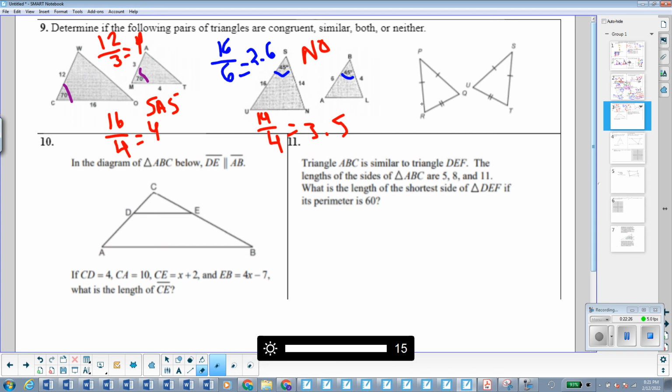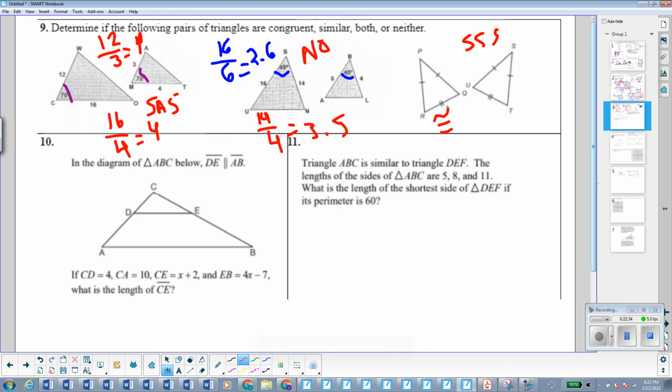Another reason to know that the triangles are similar is because the triangles are congruent by SSS. And I'm going to write that here, they're congruent. So I guess they're congruent and similar. Now, they're congruent by SSS because all 3 pairs of corresponding sides are the same as each other. That makes the triangles congruent by SSS.